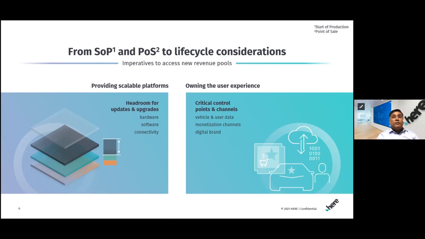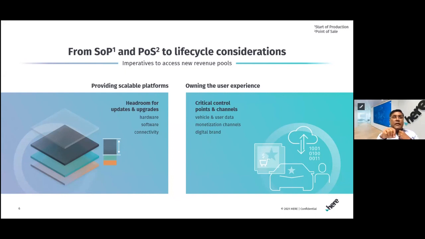Another very important aspect is owning the user experience while the user is sitting inside the vehicle. You have to maintain control over the vehicle and user data, and over the monetization channels, like marketplace or in-vehicle infotainment. The connected car captures all these revenue pools, which weren't available at one point of time. So the OEM needs to be in charge of the consumer's in-vehicle digital experience, or digital life, as we call it.